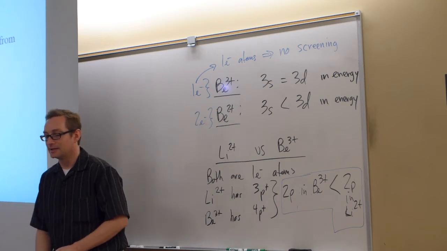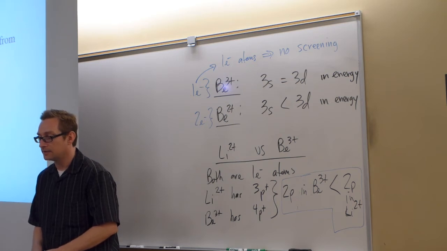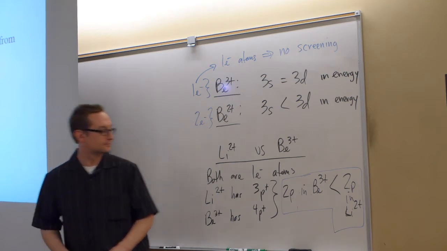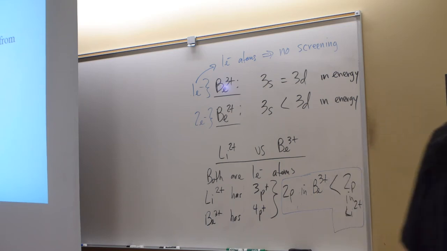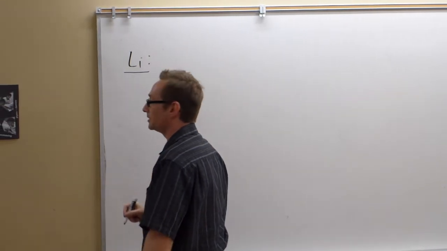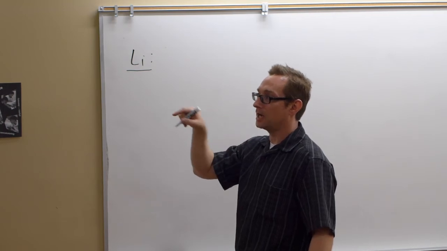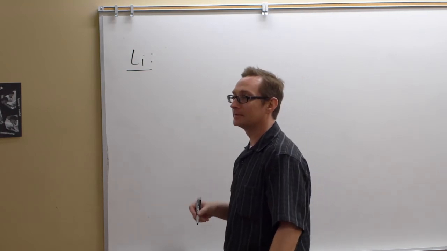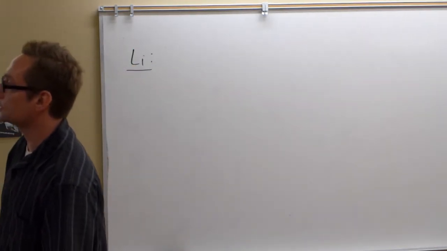Here's a pretty easy one. Rank the 2s, 3s, 3p_x, and 3d_xy orbitals of lithium from lowest to highest energy. So now we're just talking about lithium, which is a multi-electron atom, right? How do you think these orbitals compare? So we get 2s, 3s, 3p, and 3d.